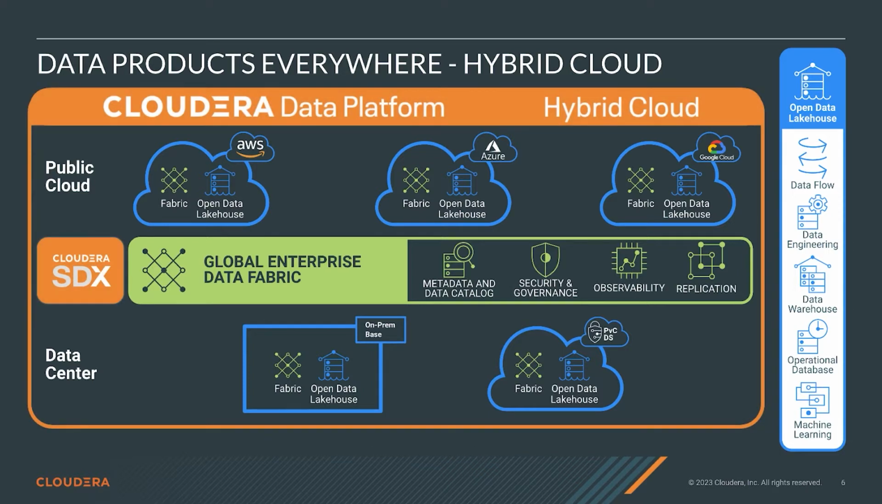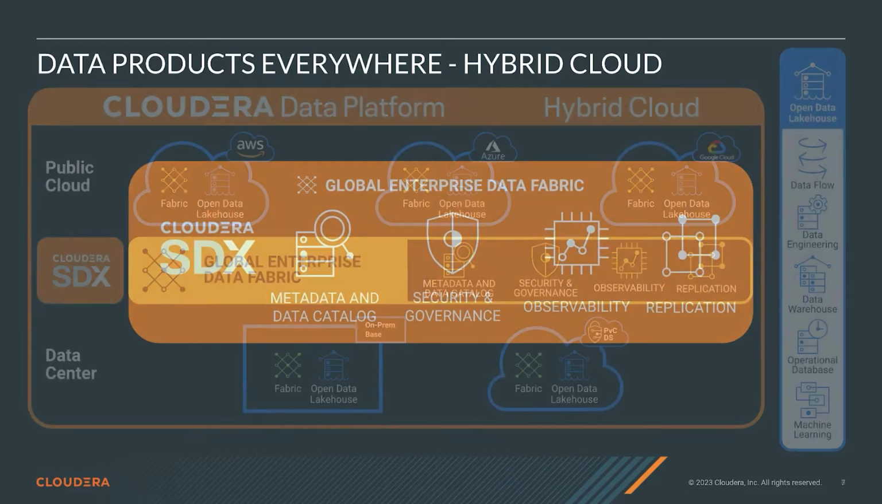Cloudera Data Platform brings. Our hybrid cloud with our unique shared data experience give us a single place for metadata and data cataloging, a single pane of glass for security and governance, a single source of observability across all of our environments, and replication to ensure the right data is delivered to the right place at the right time.